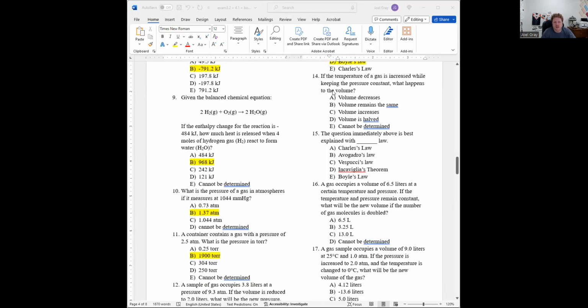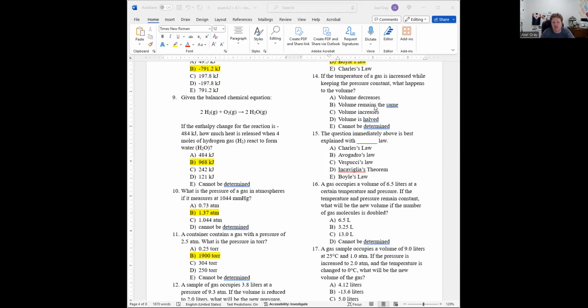Number 14, if the temperature of a gas is increased while keeping the pressure constant, what happens to the volume? Okay, so we've got this enclosed container, and we heat it up. Now we keep the pressure constant, so what's going to happen to the volume?